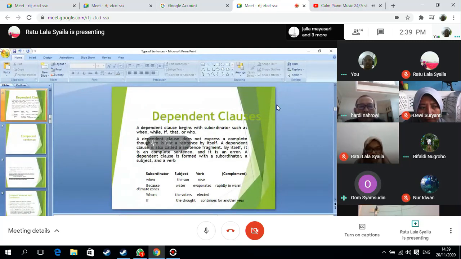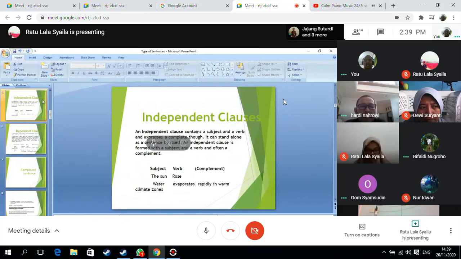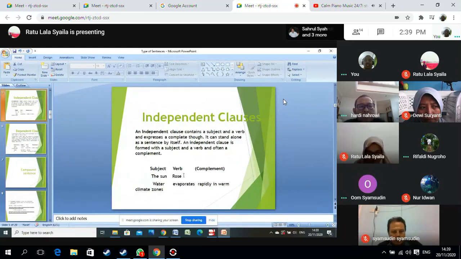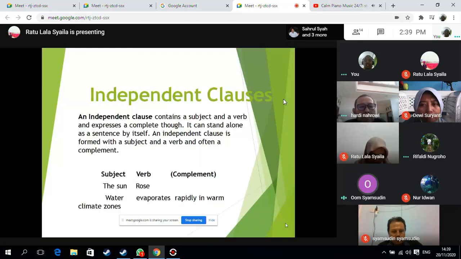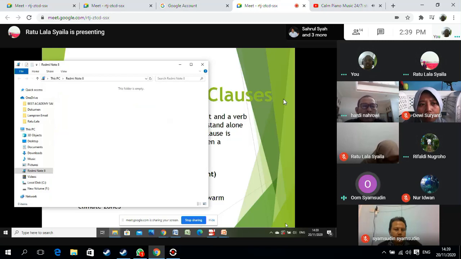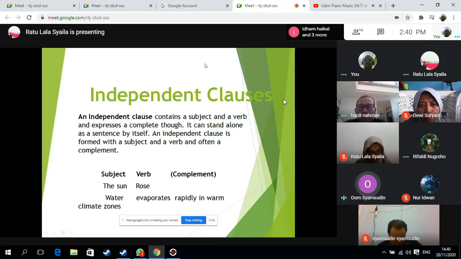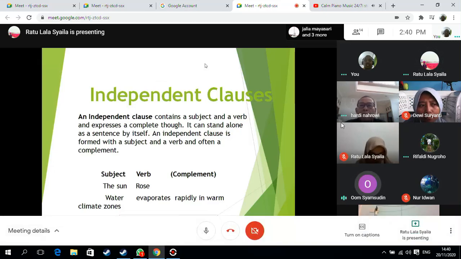In the independent clause, this one also: an independent clause contains a subject and a verb and expresses a complete thought, I think. It's not though. Yeah, it should be thought. What do you think? Yes, ma'am. Okay. So the second one also, Pak Rifaldi, about dependent clause, is also about thought, not though. Okay. Continue, please.